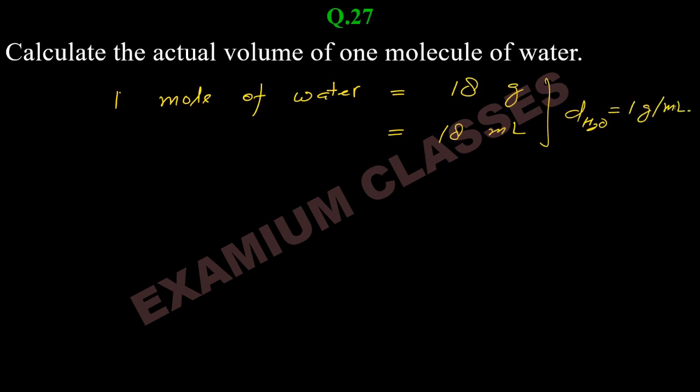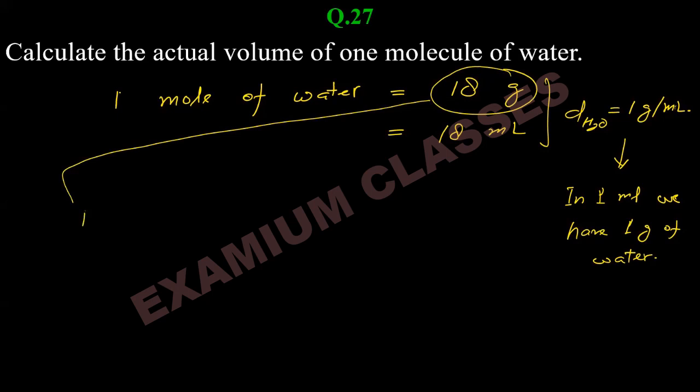One gram per ml means in 1 ml there is 1 gram. This means in 1 ml we have 1 gram of water. So 18 gram will be equal to 18 milliliter. So it means 1 mole will be equal to 18 milliliter. But again, you know that 18 gram is 1 mole, and it will have 6.022 into 10 to the power 23 molecules.